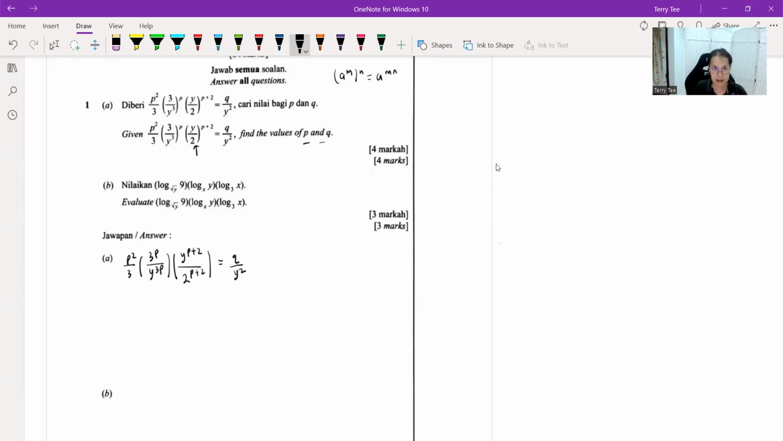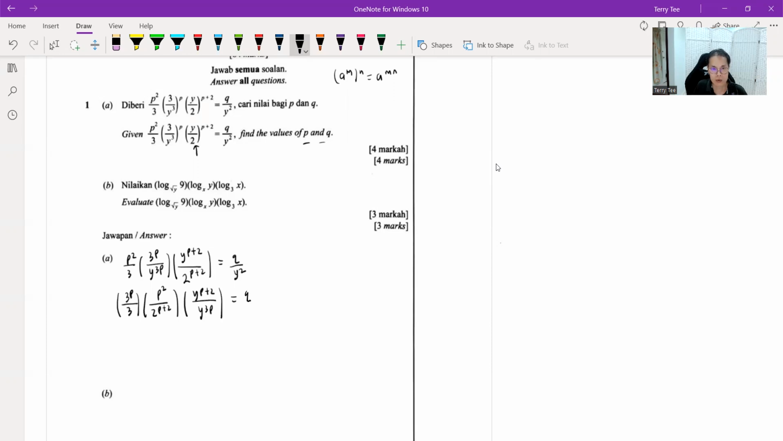Okay, next, let's group them together. Let me just put, maybe put a number in front. The number in front is 3. And we do P over 3 power P over 3 put together. Now you still have a 2 here, 1 over 2 power P plus 2. Well, you can put a P squared on top if you want. And then you have a Y power P plus 2 and a Y power 3P.